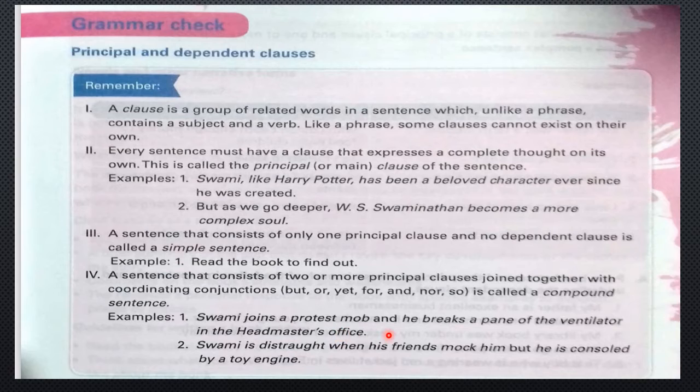Example, Swami joins a protest mob, and he breaks a pane of the ventilator in the headmaster's office. Here, and is the coordinating conjunction. It joins two principal clauses, and that's why it is a compound sentence. Number 2, Swami is distraught when his friends mock him, but he is consoled. Here again, but joins the two parts, so this is a compound sentence. Up to here, this is what we have discussed in this slide. Let us move on to the next slide.